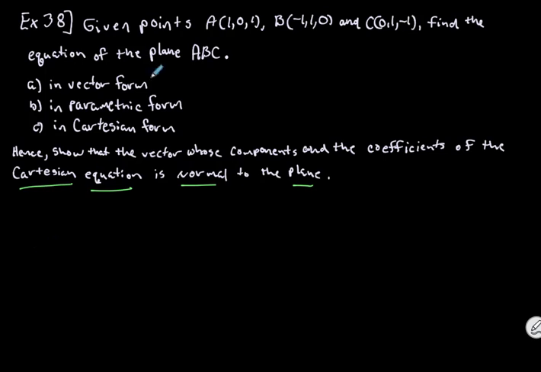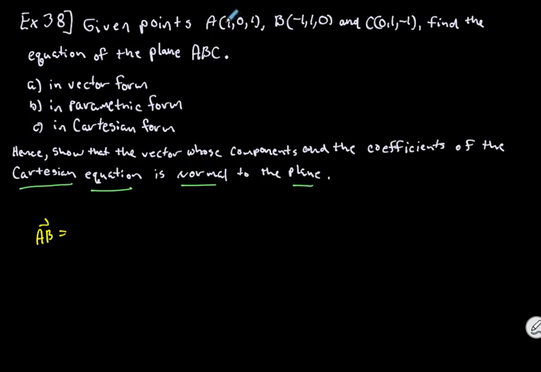It says we want to find a vector equation. We want to find the vector form of the equation, right? So we have these points. I know the points, so I'm going to find two vectors. I'm going to need two vectors in two different directions.